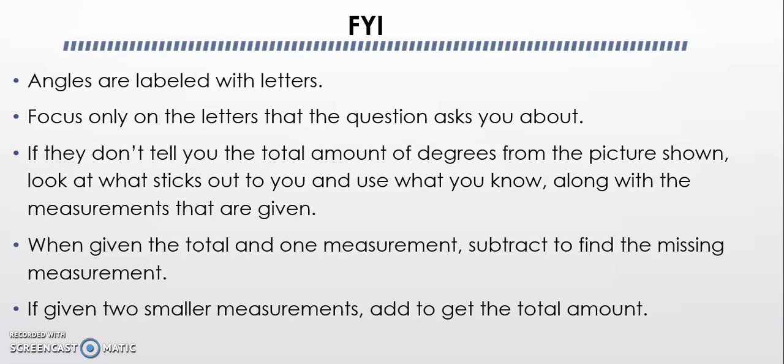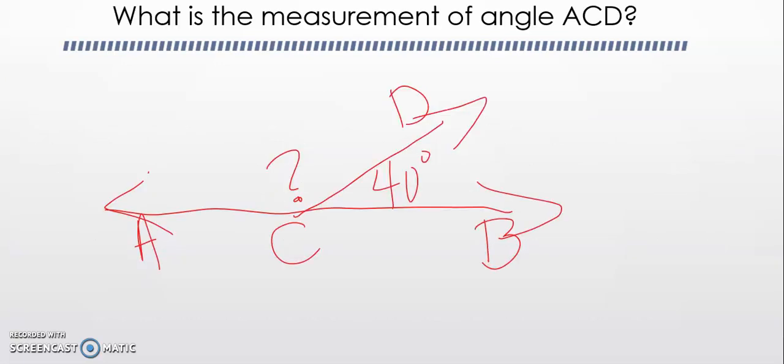Then when they do give you the total amount and one measurement within the picture, to find the missing measurement, all you have to do is subtract the two numbers that you know to find the missing part. And if they give you two smaller measurements and want you to find the overall total, all you do is add the two measurements that they give you. So let's look at some examples.